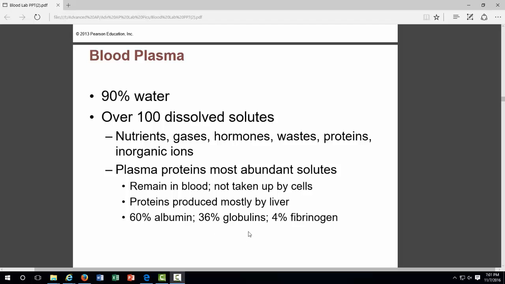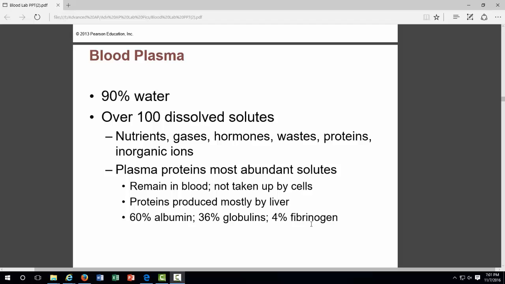Globulins are for white blood cells. The lymphocytes produce antibodies, and those antibodies are proteins. So for any antigen or any foreign thing that you were exposed to in your lifetime, you produce an antibody to it, and that is found in your plasma. We'll talk about the blood type antibodies today.